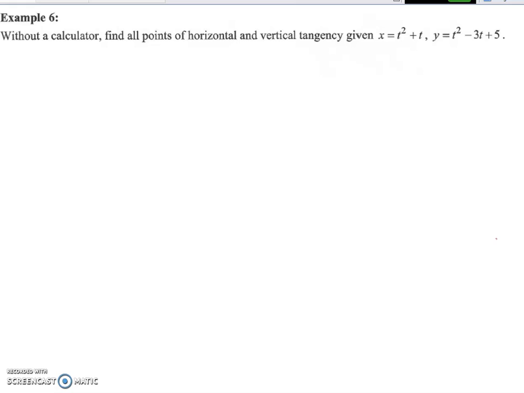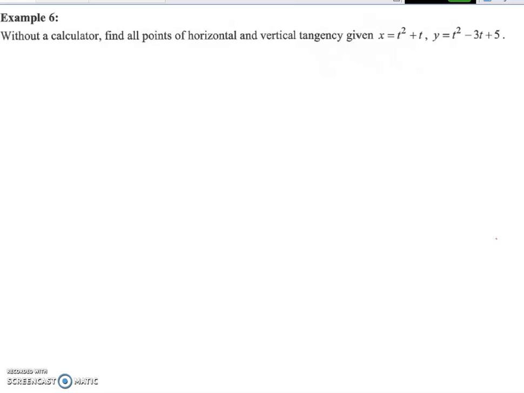So that takes us to our last example for today. This is asking us to find all points of horizontal and vertical tangency. When we find points of tangency, it needs to be an x, comma, y point, so make sure that you're doing x, comma, y. We'll solve for t and then use that t value to determine the x coordinate and the y coordinate.